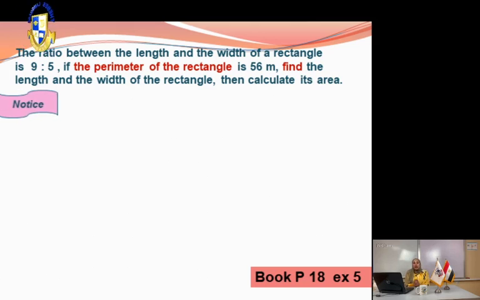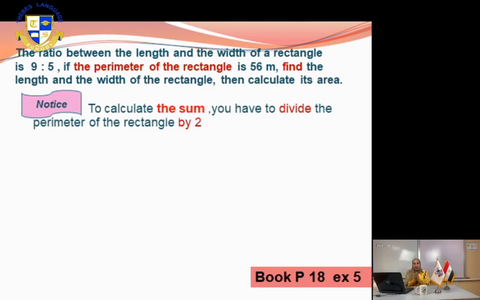To calculate here the sum, to bring the sum, you have to divide the perimeter of the rectangle by 2. Why should we divide it by 2? Because the rule of the perimeter is length plus width, multiplied by 2. But I want length plus width only, so I must divide by 2 to cancel these 2. Now I have the sum.